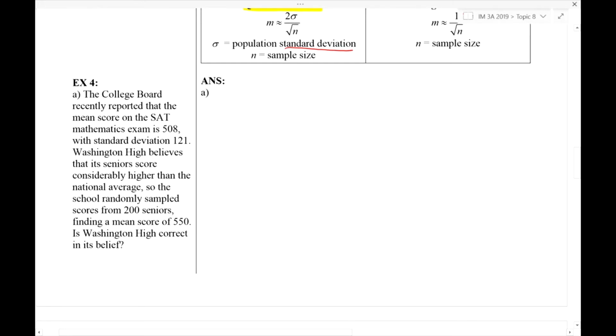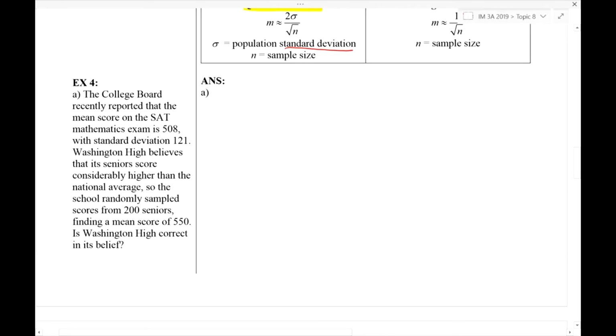The College Board recently reported that the mean score on the SAT math exam is 508 with a standard deviation of 121. Washington High believes that its seniors score considerably higher than the national average. So the school randomly sampled scores from 200 seniors, finding a mean score of 550. Is Washington High correct in its belief? So let's talk about how we can answer this question.